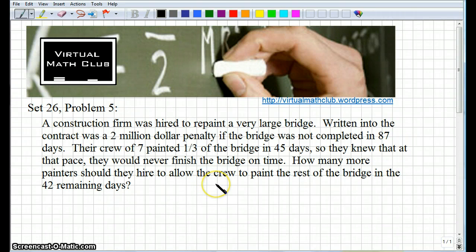How many more painters should they hire to allow the crew to paint the rest of the bridge in the remaining 42 days?